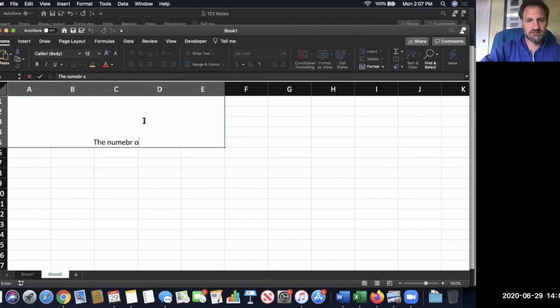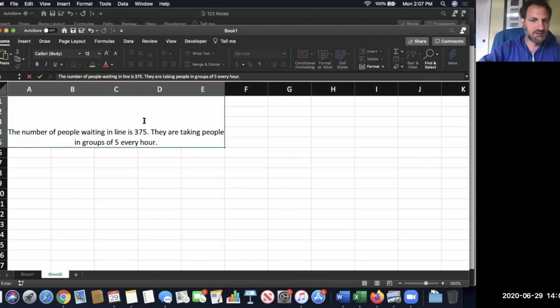The number of people waiting in line is 375. They are taking 5 people every, let's say, every minute. That seems crazy. I don't want to wait that long.